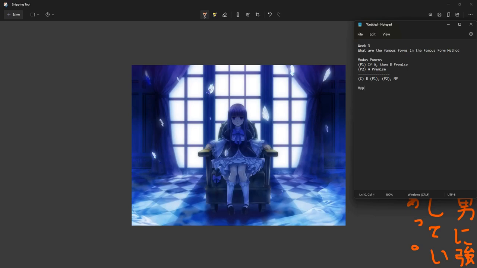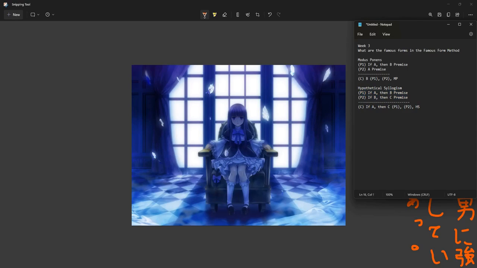Up next, we have hypothetical syllogism, depending on how you spell it. And we have P1, which would be if A, then B, which is premise. P2, if B, then C, premise. Therefore, if A, then C. P1, P2, HS. And this is looking a lot like structured paraphrasing, doesn't it? I think so. Hypothetical syllogism.